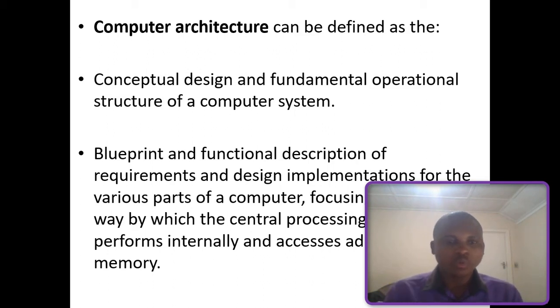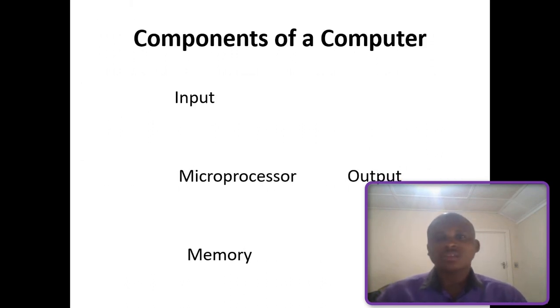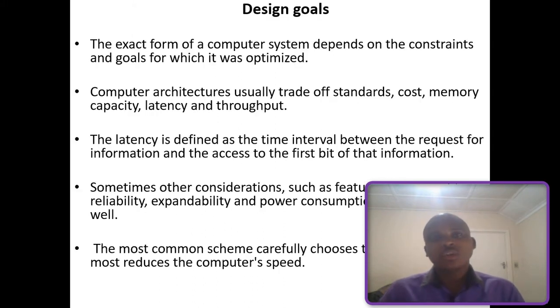computer architecture, guys. So, blueprint and functional description of requirements and the design implementation for the various parts of a computer, focusing largely on the way by which the central processing unit performs internally and accesses addresses in a memory. That's the computer architecture, guys. And then here, these are components of a computer. We've got the input, the memory, the output, and the microprocessor, which is the heart or the brain of our computer, guys.